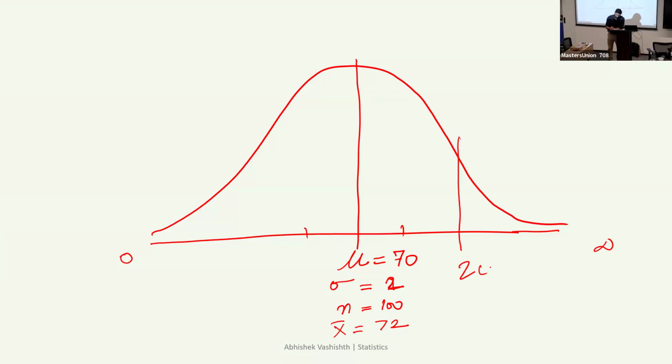Sorry, I'm stopping you again, sir. This 72 has been given to us, has been assumed? No, we calculated it from the data. That is from the 100 samples. Right. So when I survey and 100 people have responded, the AQI in their room, I added X1 plus X2 and so on for all 100 offices, and I got 7200 divided by 100, and I got 72.